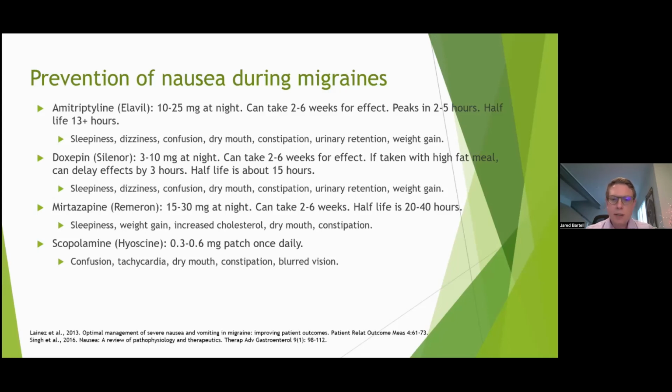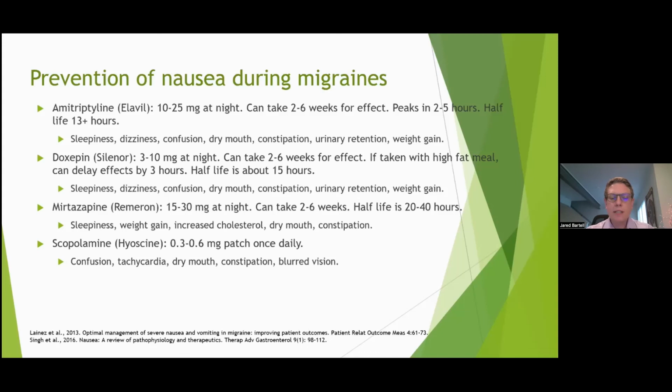And then mirtazapine also has some antihistamine effect. It's also used for prevention of tension type headache. As it turns out, we're not really talking about tension type headache today. You don't usually have nausea with that, but just as an FYI. This one can cause a lot of the same side effects and also increase cholesterol and weight gain too. I don't see that very often, but it can if you're taking it for too long or at a higher dose, or if you're just sensitive to those types of side effects.